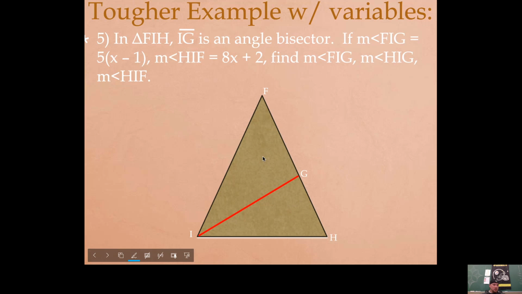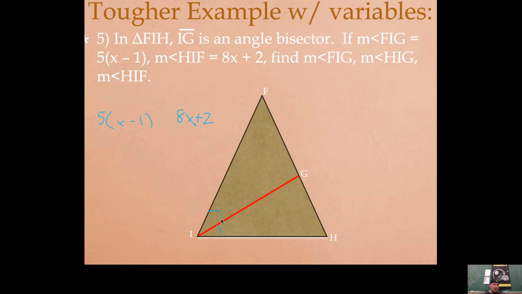Here's another tougher example. Here's triangle FIH. Segment IG is an angle bisector, so that means these two angles are congruent. The measure of angle FIG is, that's this little guy, it's 5 times the quantity x minus 1. Also, the measure of angle HIF, here's where you got to watch yourself. That's the big guy, okay? This is the big angle. It's 8x plus 2.